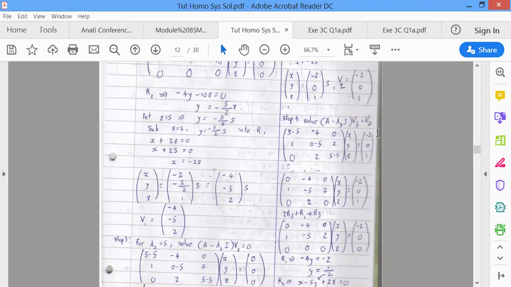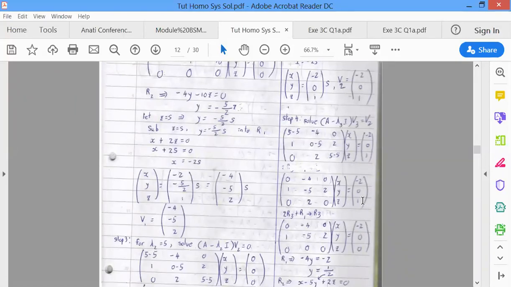v2 here you obtained negative 2, 0, 1. Then you put in lambda 3, which is actually 5. So you subtract lambda on the main diagonal. 5 minus 5 you have 0. 0 minus 5, negative 5. 5 minus 5 is 0. Again, you can see that row 1 and row 2 are actually equivalent. If row 1 you divide by negative 2, you get positive 2, 0 divided by negative 2 is 0, negative 2 divided by negative 2 you get 1. So row 1 and row 2 are actually the same row.